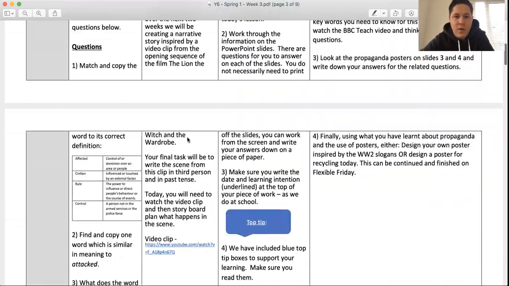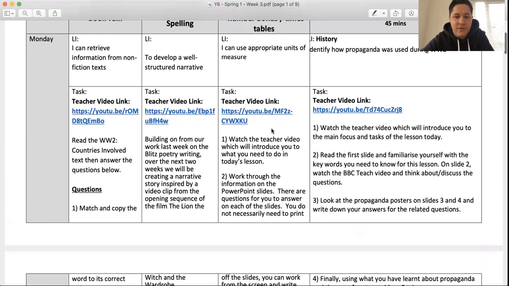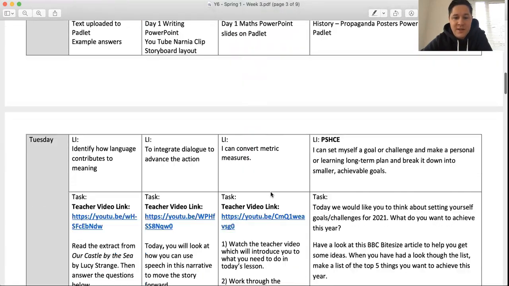Okay, so with the maths for this week, we're looking at measure. Okay, and the measure that you are looking at on the first lesson is all about which appropriate units of measure you should choose. Okay, is it kilometers, meters, centimeters, millimeters, milliliters? Okay, you've got a teacher video there from me, so that will guide you through the first lesson.